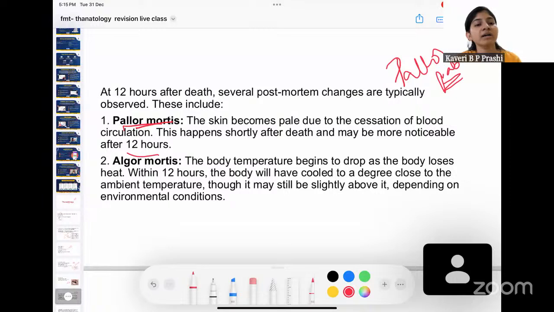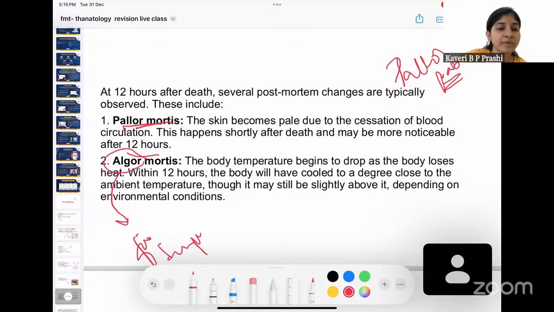Next, we have algor mortis. What is algor mortis? As I told you in the initial classes also, you should remember this. Algor, what is algor? Algor is cold, so it has something to do with temperature. Therefore, remember, algor mortis means the body temperature begins to drop because the body loses heat. Within 12 hours, the body will have cooled to a degree close to the ambient temperature. So remember the cooling of the body. At 12 hours, it is cooled so much. That is the significance of 12 hours. Okay, it is nothing but algor mortis.